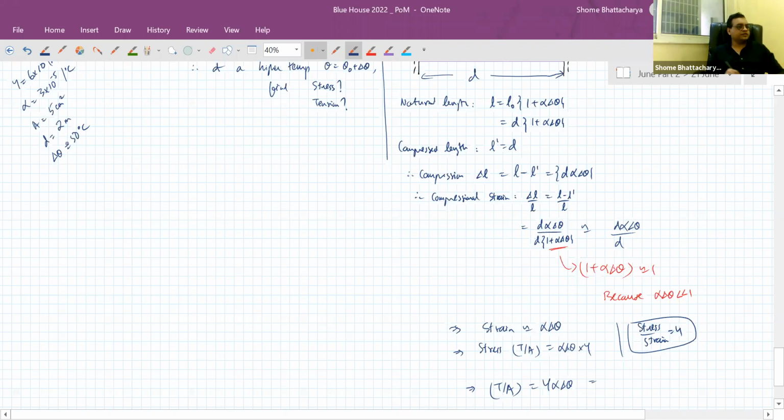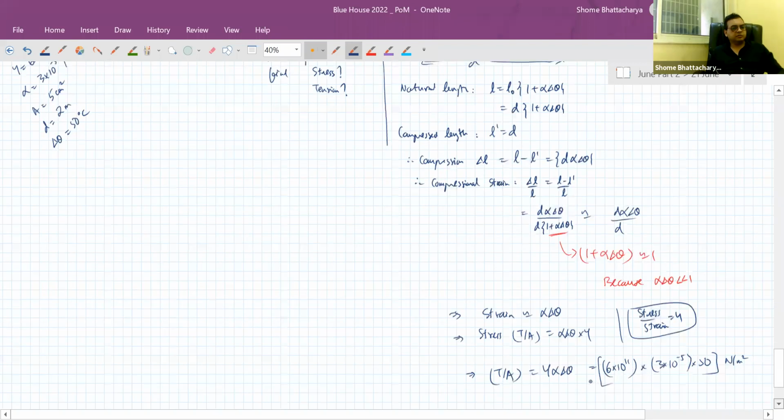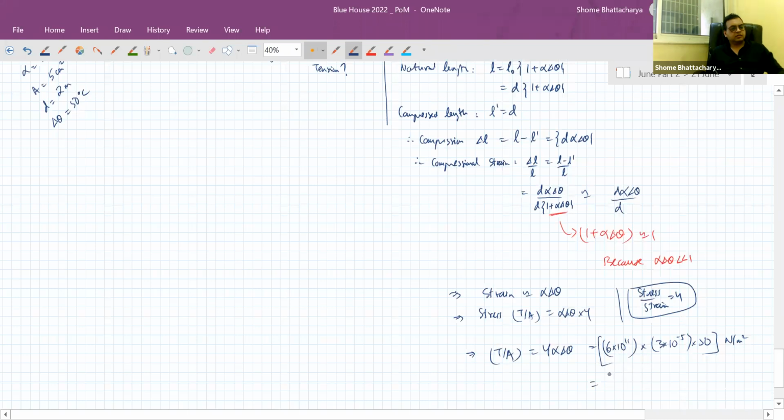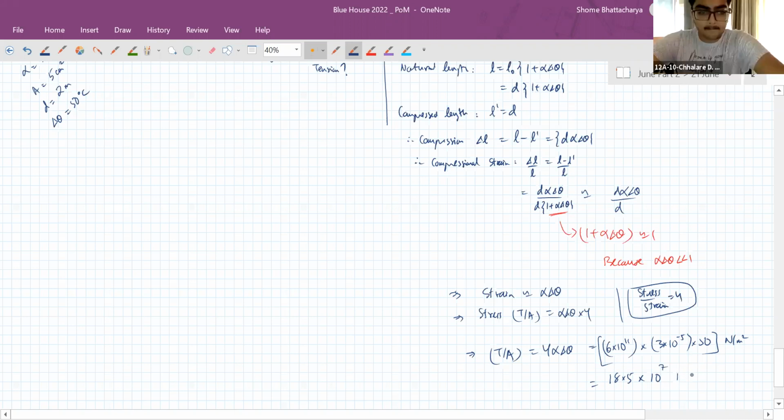For example, for the values that I've given over here, the stress is 6 into 10 raised to 11, that's Young's modulus, into alpha, which is 3 into 10 raised to minus 5, into the temperature change, which is 50. So this will be the overall stress in newtons per meter square. You can see it will be a significant amount of stress. 18 into 5 into 10 raised to the power 11 minus 5, or 10 raised to the power 7 newton per meter square. So that's a pretty significant amount of stress.